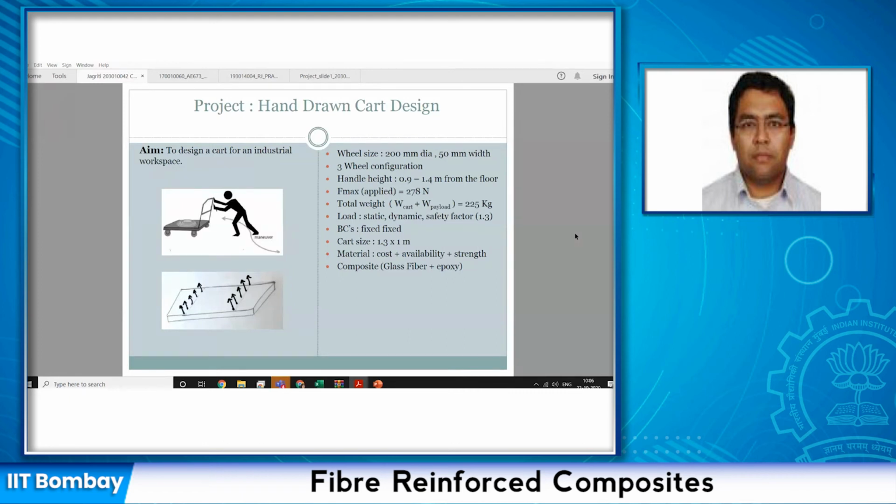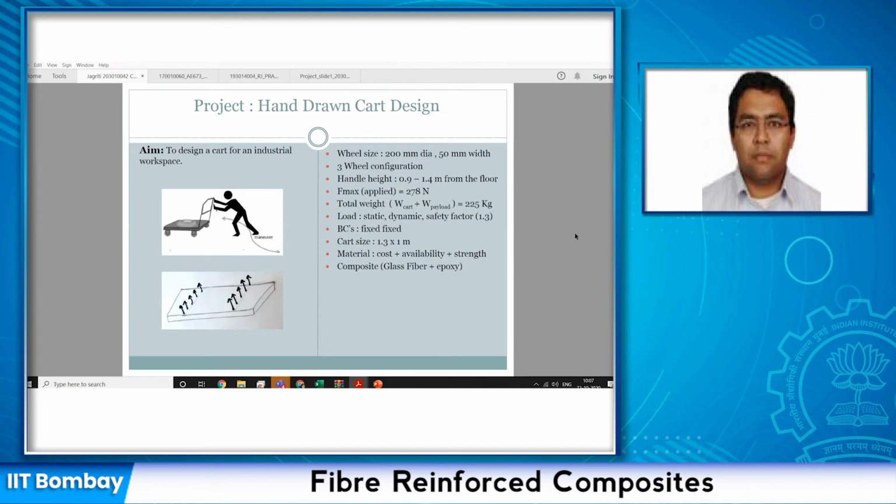Now, on the basis of ergonomic conditions, the total weight of the system, that is the weight of the cart plus the weight of the payload, which is assumed to be 225 kg with a safety factor of 1.3. Now coming to the design aspects of the cart, this total weight will act as a static load. The cart must also be able to withstand not only the static load, but also impact loads which will act when entities are dumped on the cart recklessly.